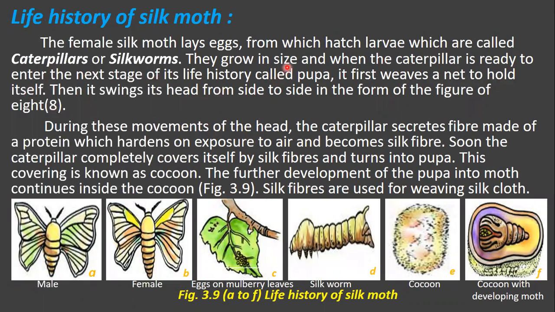They grow in size, and when the caterpillar is ready to enter the next stage of its life history called pupa, it first weaves a net to hold itself, and then it swings its head from side to side in the form of the figure of 8.